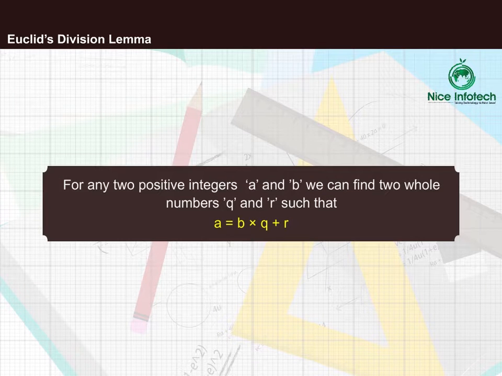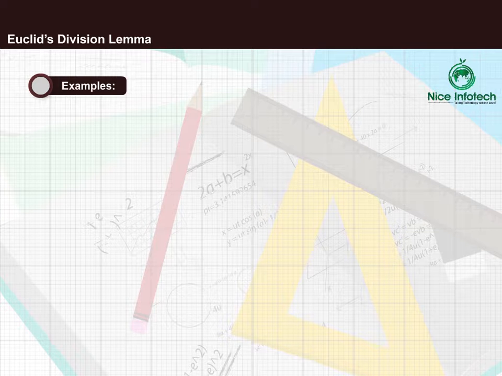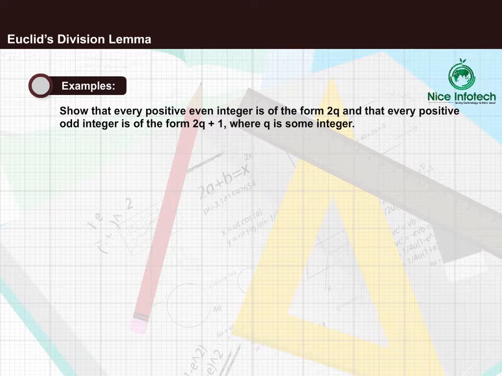Euclid's division lemma states that for any two positive integers, a and b, we can find two whole numbers, q and r, such that a is equal to b times q plus r. Let us understand this lemma through an example. Show that every positive even integer is of the form 2 times q, and that every positive odd integer is of the form 2 times q plus 1, where q is some integer.